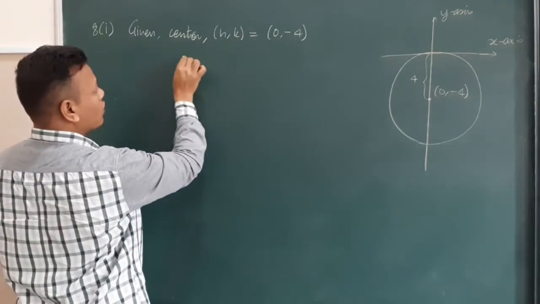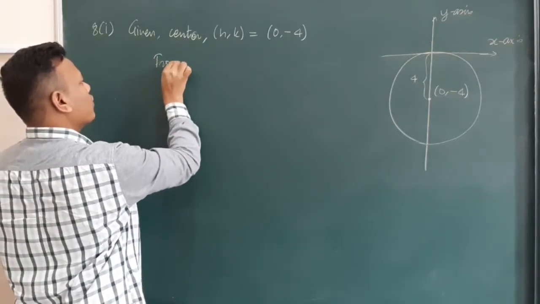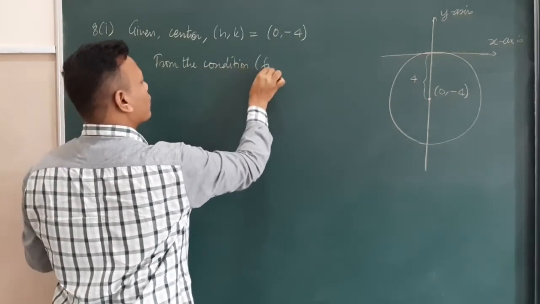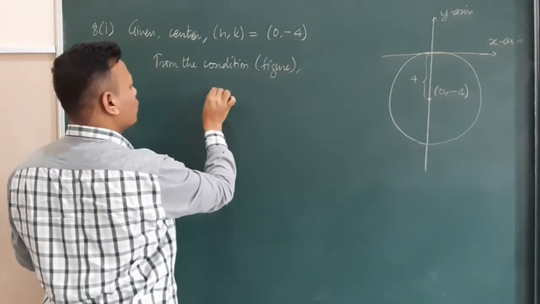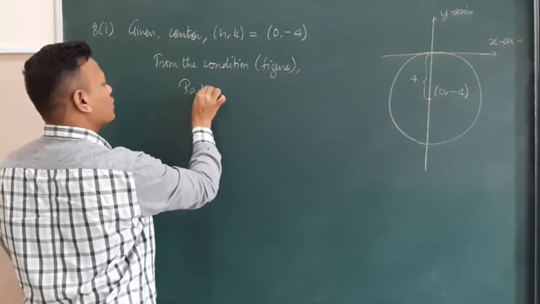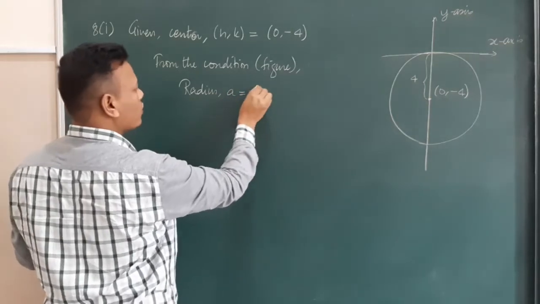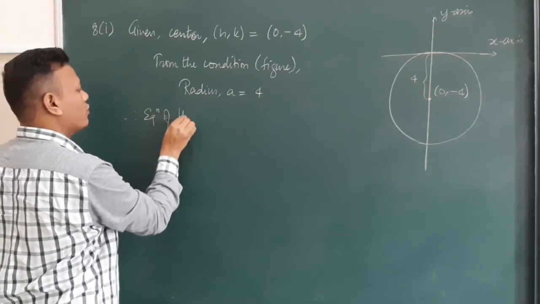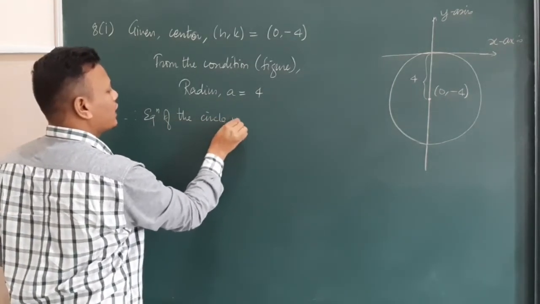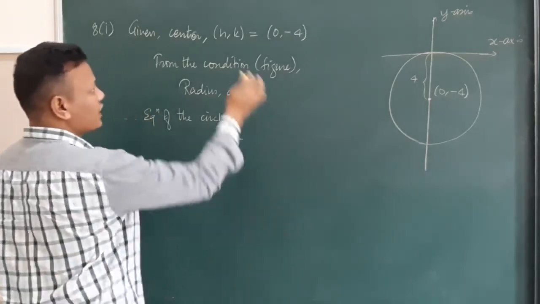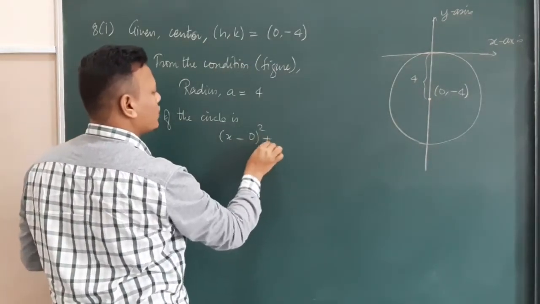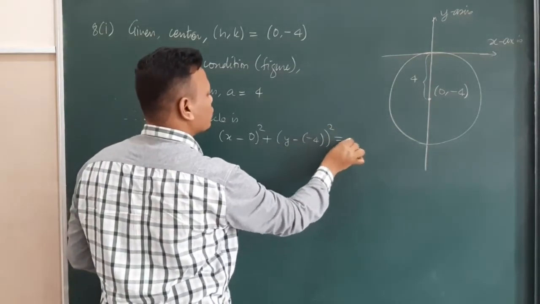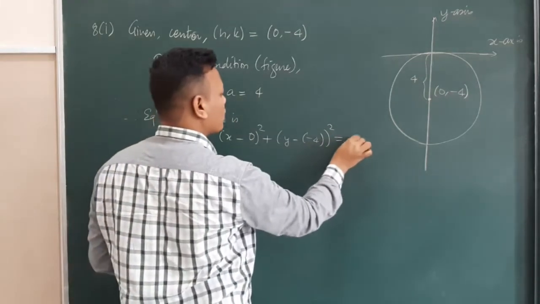Now we have from the condition or from the diagram, or you can write figure as well, the radius turns out to be how much? Radius a turns out to be 4 units, isn't it? So therefore the equation of the circle is x minus h, h is 0, whole square, plus y minus k, k is minus 4, whole square, equals a square, right? So a is 4, so this is 4 squared.